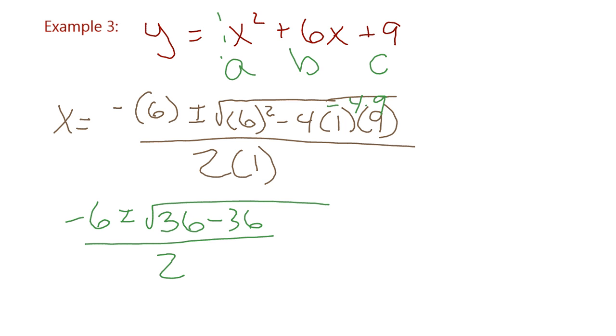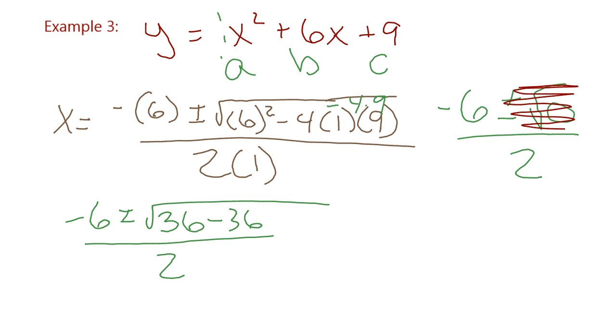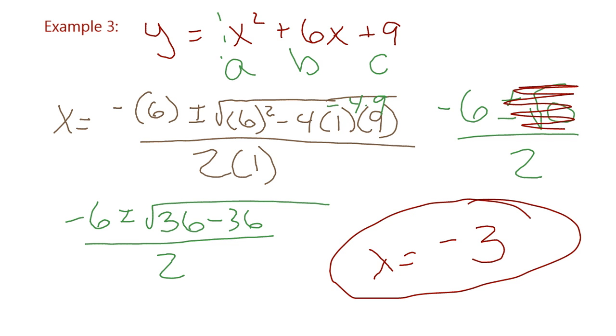Now I simplify inside the radical. So if I simplify inside the radical, I have negative 6 plus or minus the square root of 0 over 2. The square root of 0 is 0. So ultimately, that whole piece goes away, and I have negative 6 over 2. So negative 6 divided by 2 is negative 3. So x equals negative 3. What this means is that if we graphed this quadratic, the vertex would be at negative 3 on the x-axis.